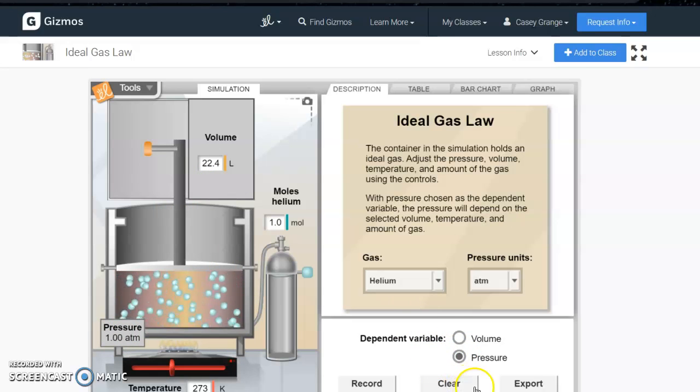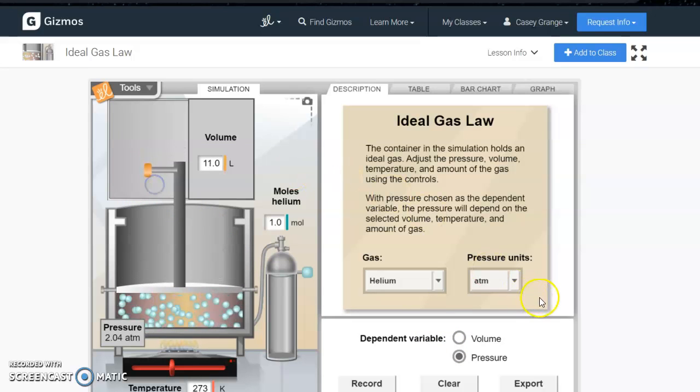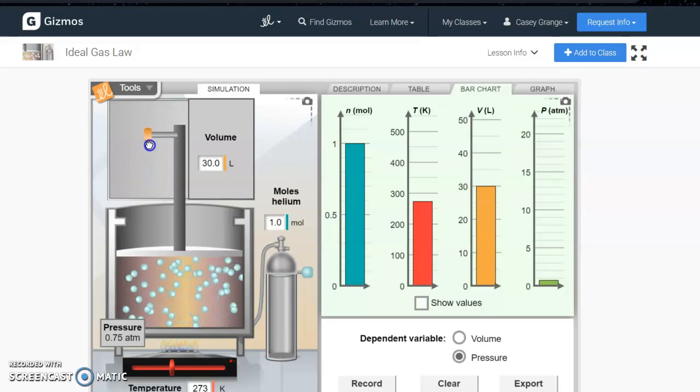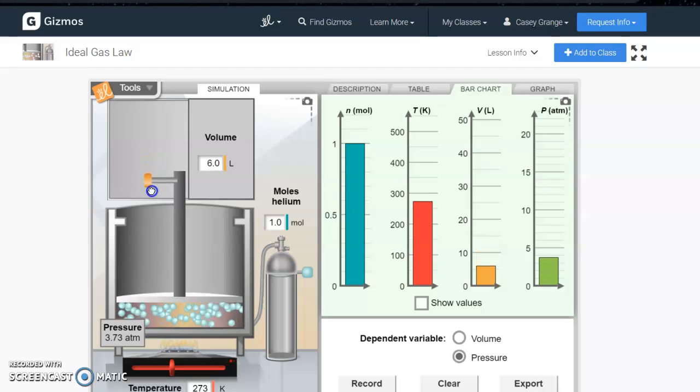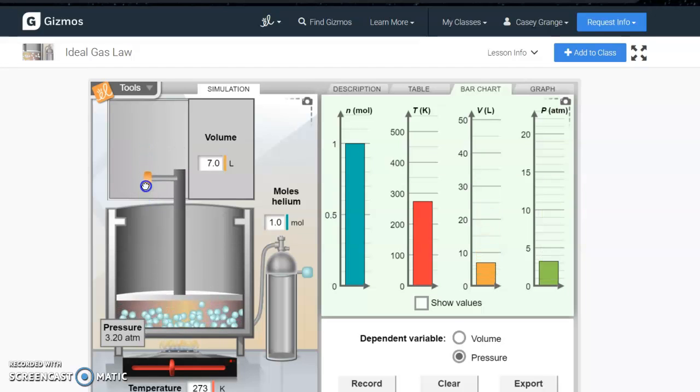Let's make it so that the pressure is constant here. Or we can be looking at the pressure. If we were to decrease the volume, you notice that pressure is going up. As I decrease the volume, that pressure increases. So they are inversely related to each other. You can see those bar graphs going up. When one goes up, the other goes down. That's the inverse relationship.